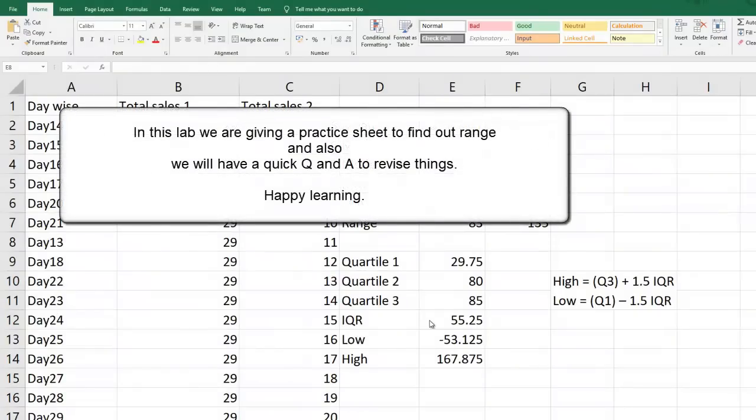So that brings us to the end of this video. At the end of this video, I'm going to give you a small practice test on whatever I have taught in this class. Try to practice these formulas on those data sets. At the end of the video, we will have a small Q&A. Try to answer those questions so that you can revise.